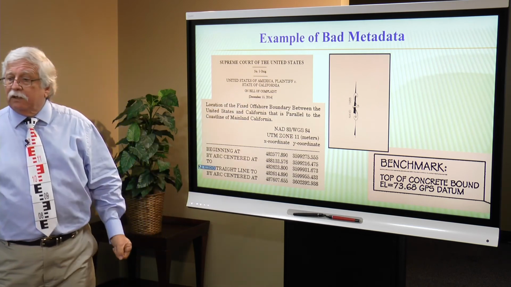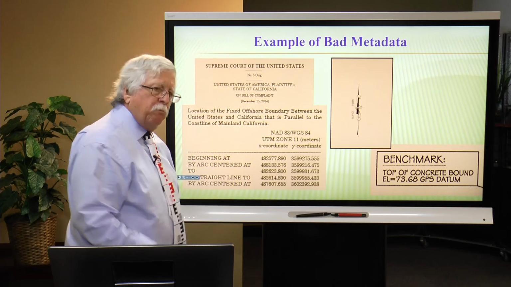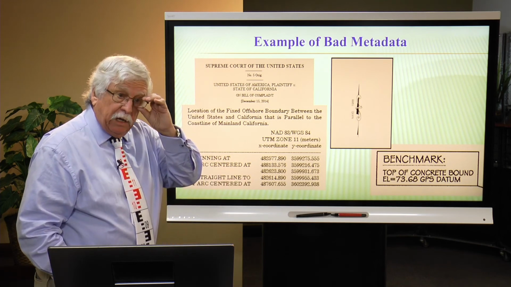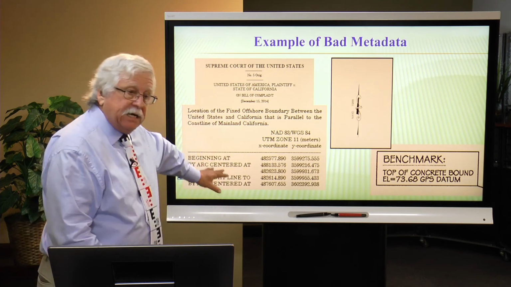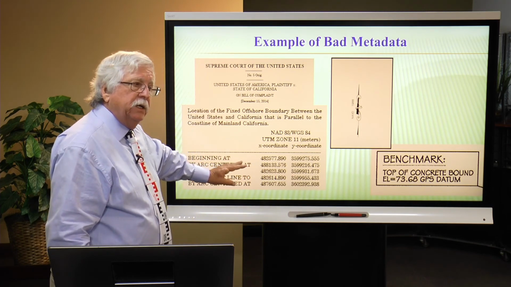I particularly like this one over here, the Supreme Court of the United States, the offshore boundary of the state of California. These are points that are 3 miles offshore following the boundary of the United States and California. They're all shown as UTM coordinates out to the nearest millimeter. That's fine, perfectly logical. But somewhere in this document, it should say what the integrity of those millimeters is. And it doesn't. There's nothing in this document that says how good this data really is.